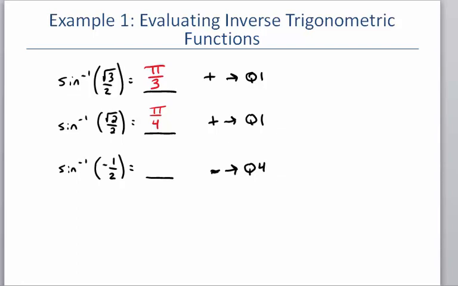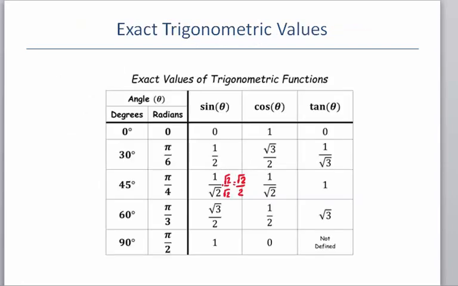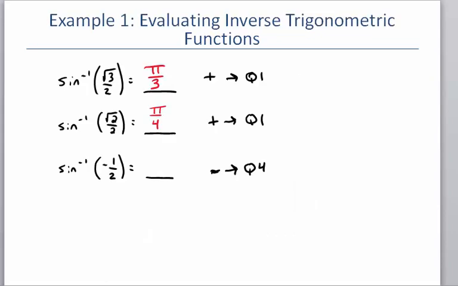Now, for the third problem, we have the 1/2, but it is negative, so we need to be in quadrant 4. The easiest approach to use is to pretend for a second that the negative is not there. Go to your chart and find the angle where sine is equal to 1/2. So sine is equal to 1/2 right here. And the angle that goes with it is pi over 6. So what we know is that sine pi over 6 is equal to positive 1/2.